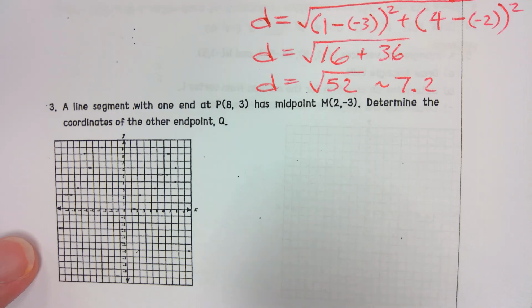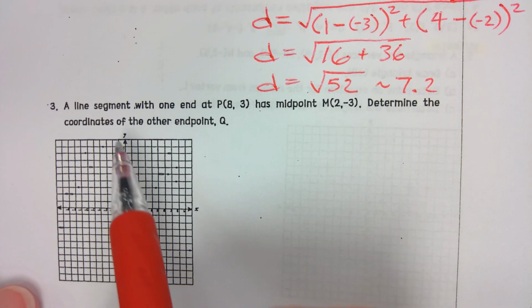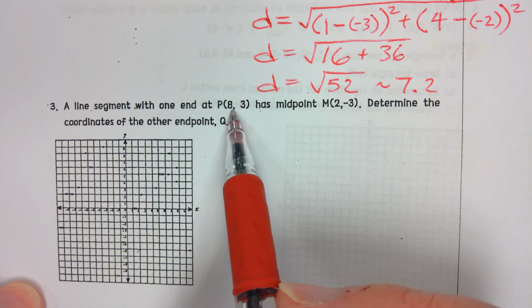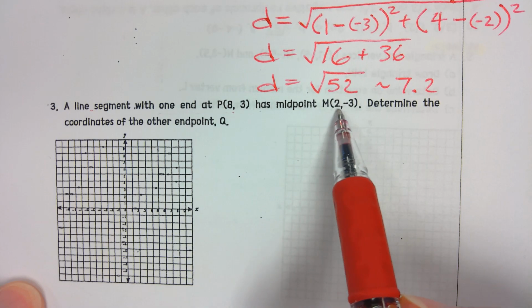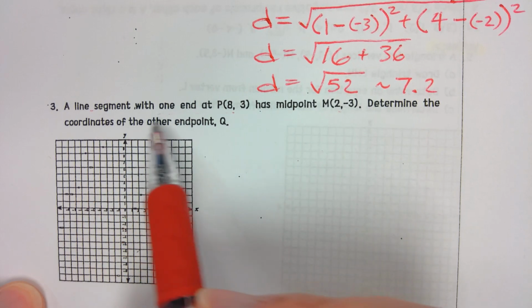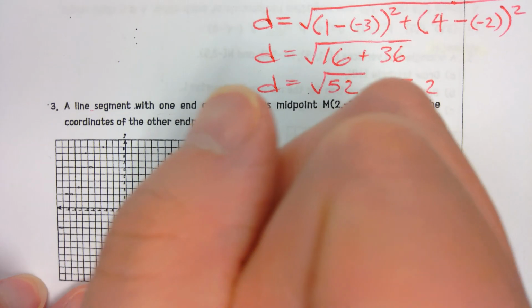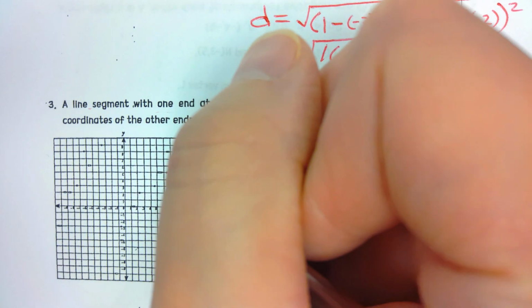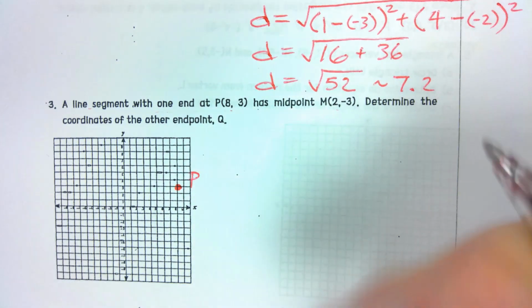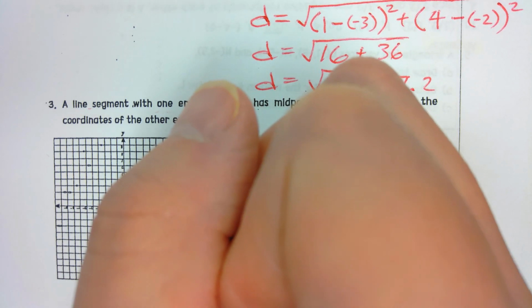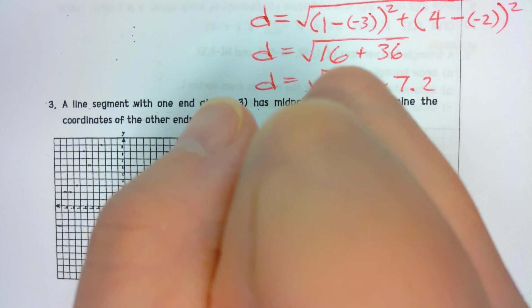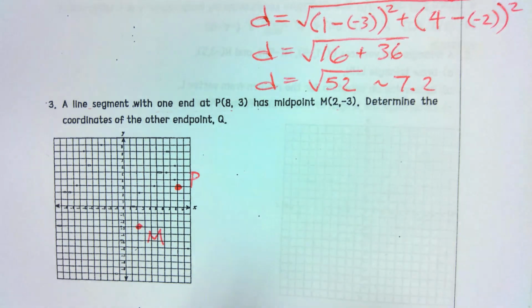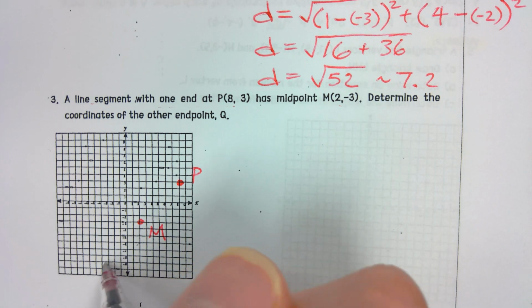I think someone was asking me this question at the beginning of class. A line segment with one point at 8, 3 has midpoint 2, -3. Determine the coordinate of the other endpoint. So 8, 3. This is point P. Midpoint 2, -3. This is the midpoint. And I want to find out where the other endpoint is. That's over here on this side.